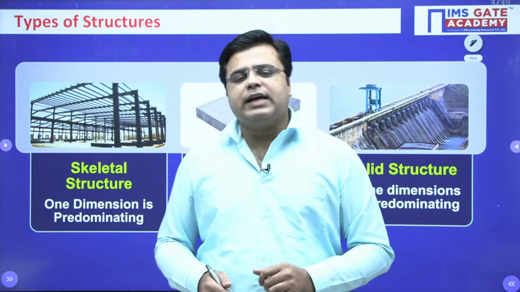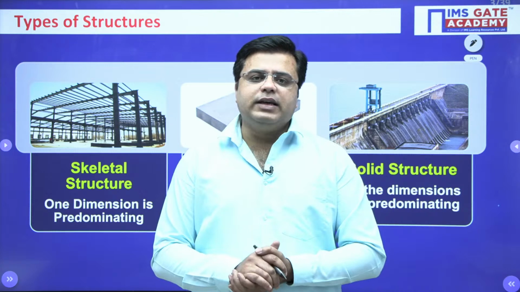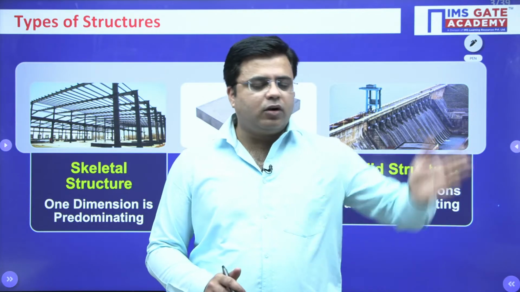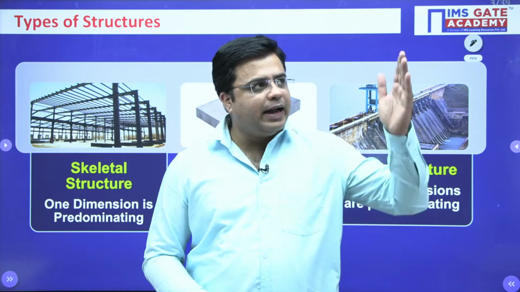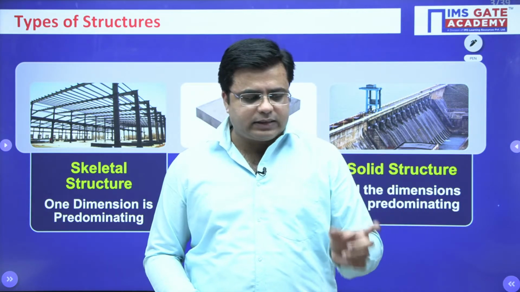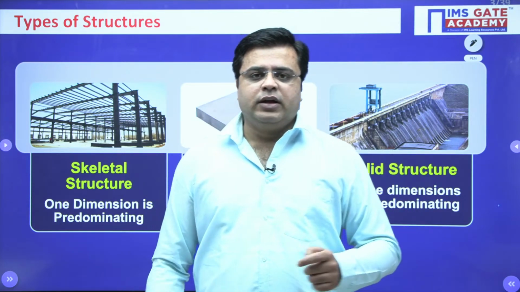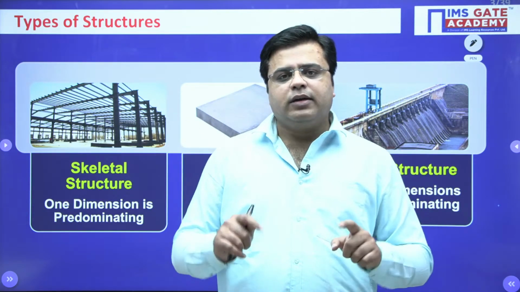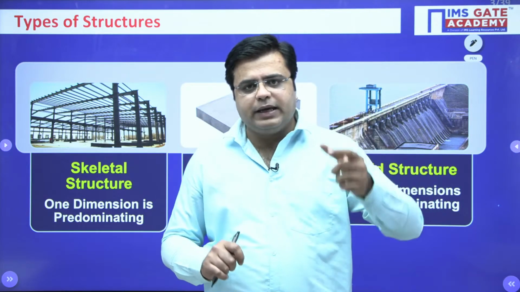The primary examples of skeletal structures are the beams and columns that we see in our houses. For a column, the height is predominating. The height of the column is way more than its length and width. Hence, it is classified as a skeletal structure. When we see a beam, this beam has a huge length compared to its depth and width.